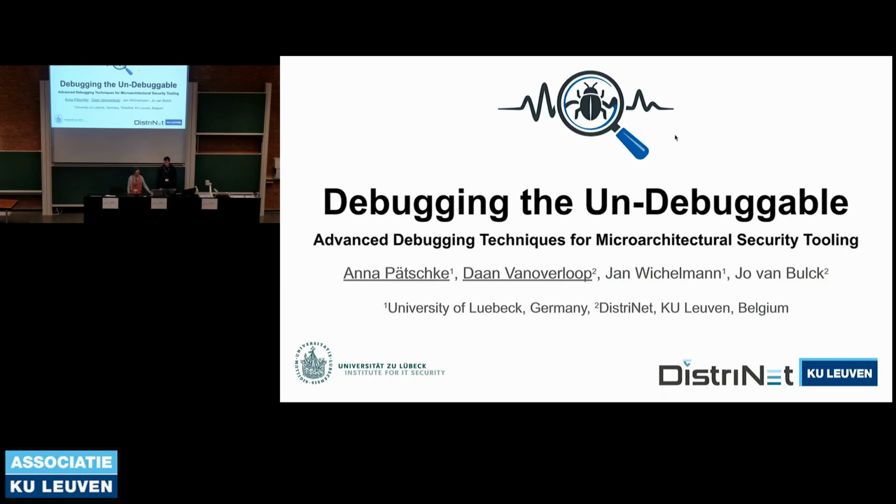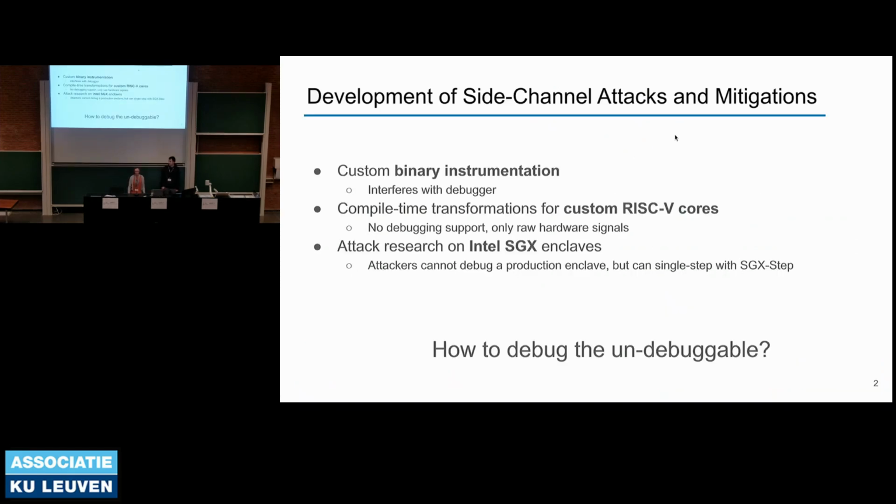For example, when we do custom binary instrumentation, our instrumentation might interfere with the debugger. Like I'm inserting int3 to jump somewhere and then GDB breaks. Or we do some compile time transformations, and this might be easier to debug, but then we do them for a custom RISC-V core and debuggability is gone again. So then we only have raw hardware signals available, for example.